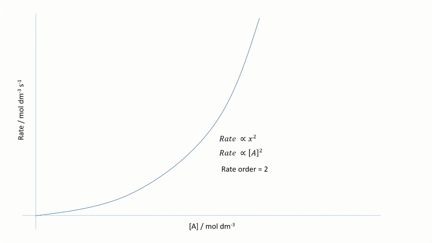Again, if A was the only chemical in this reaction, we could write a rule for this graph where rate equals K multiplied by A squared. Now it's slightly harder to work out K here. There are various different ways that you could do that, but that is where the rate law for this graph would come from. K multiplied by A squared for this shape of graph.